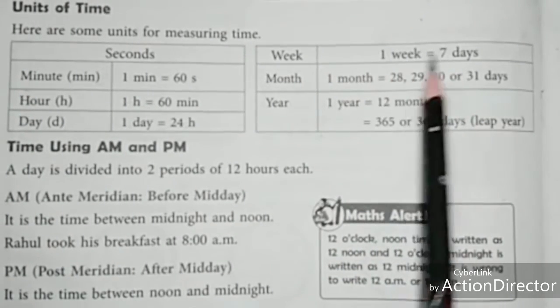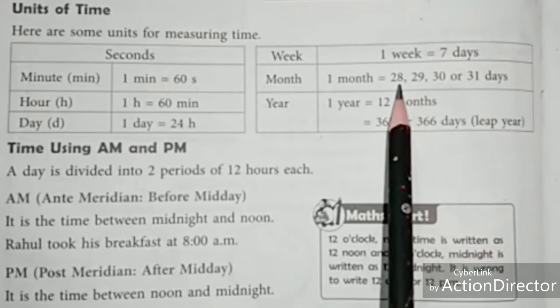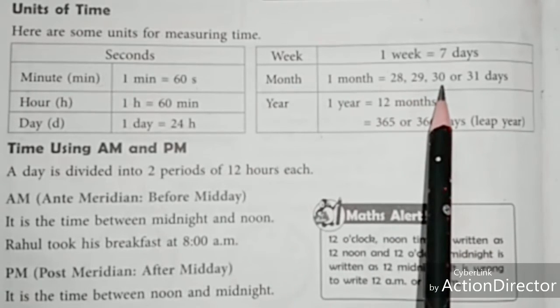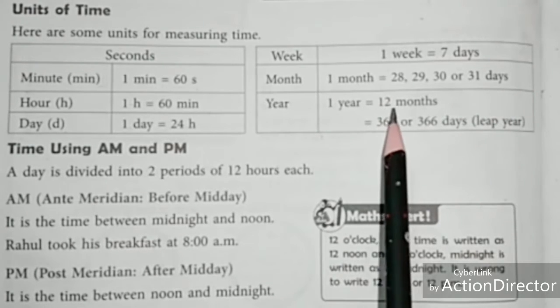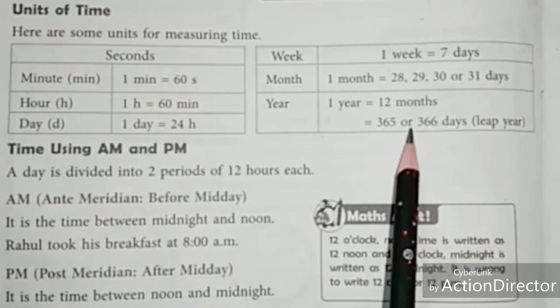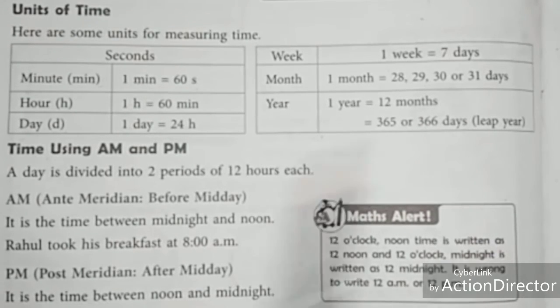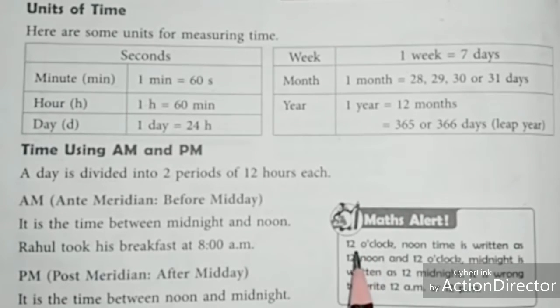1 week equals 7 days, 1 month equals 28, 29, 30 or 31 days. 1 year equals 12 months, and 12 months equal 365 or 366 days. In a leap year, 366 days. This is a very important note.